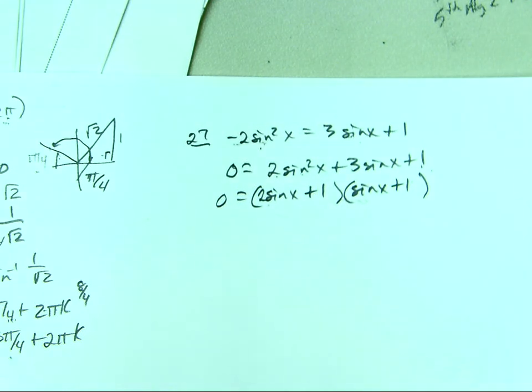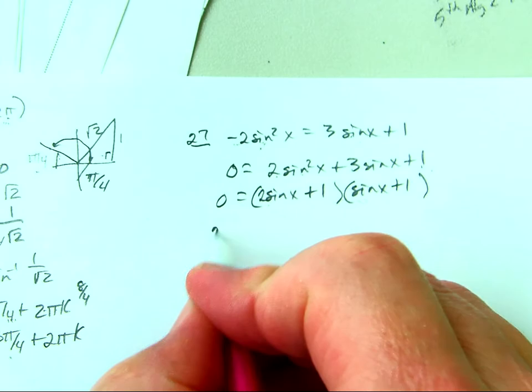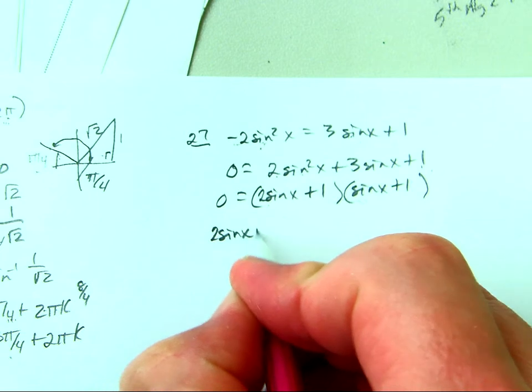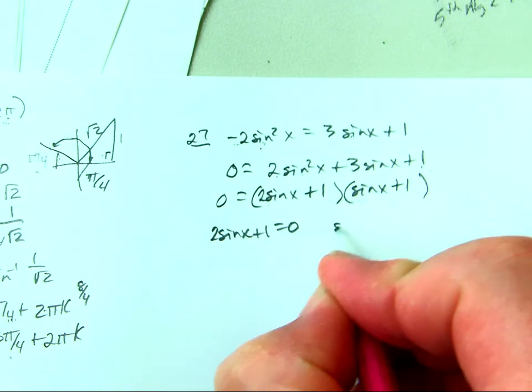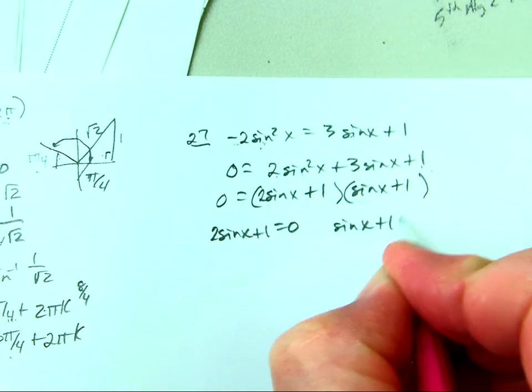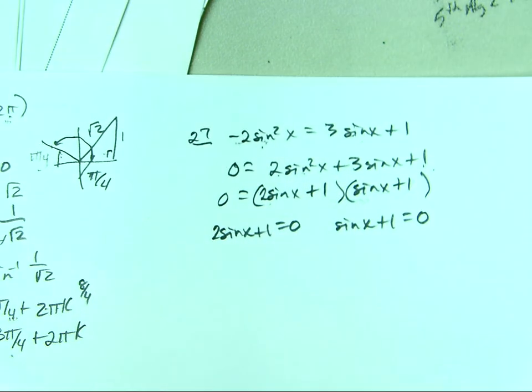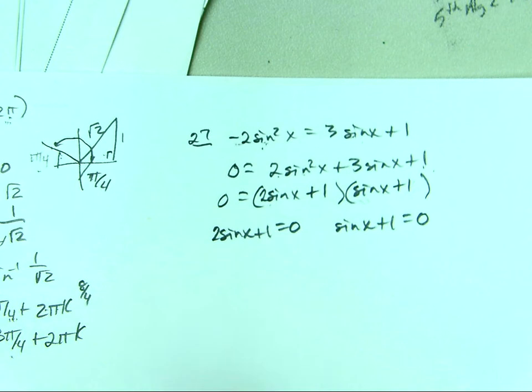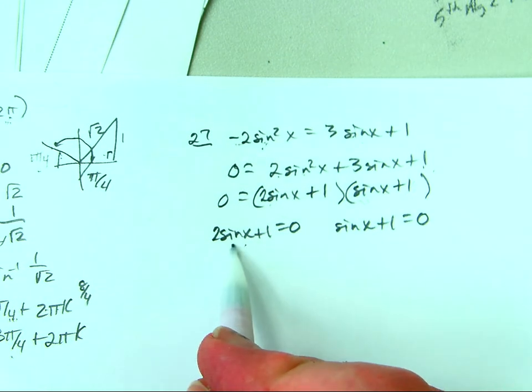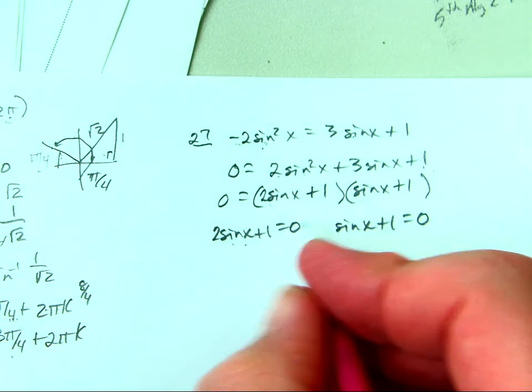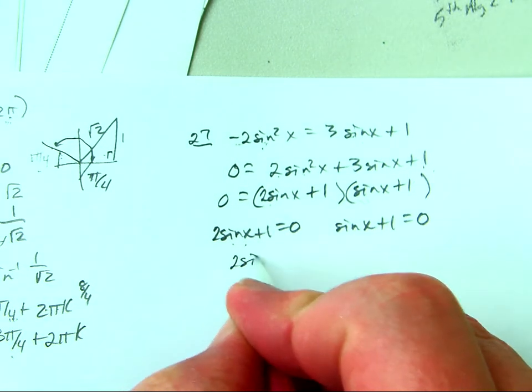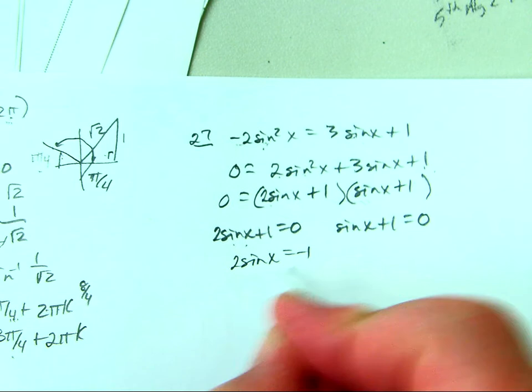So we factored it. Now we set each factor equal to 0. So 2 sine x plus 1 equals 0, and sine x plus 1 equals 0. Now we solve each one of them separately. You look at this one, there's only one trig function, so we isolate it. So we want to subtract 1, and then divide by 2.